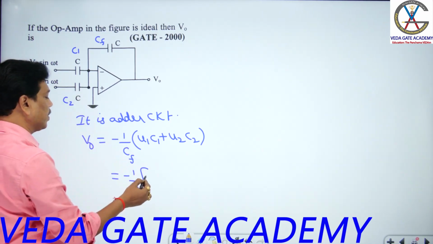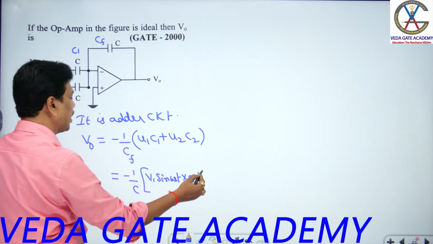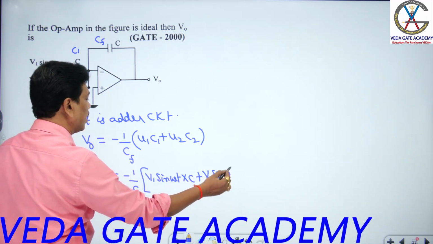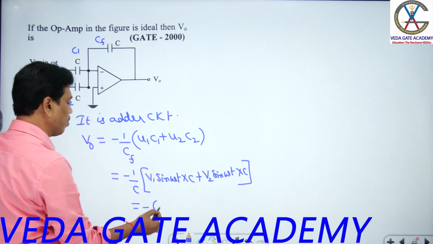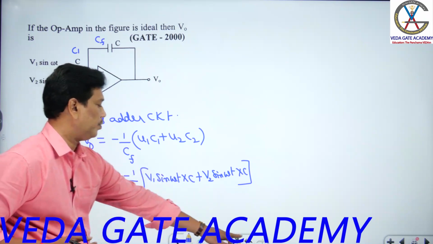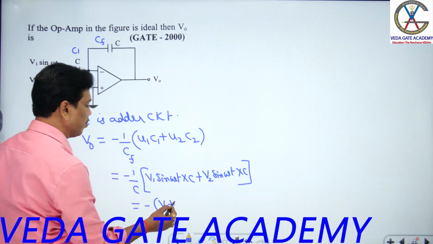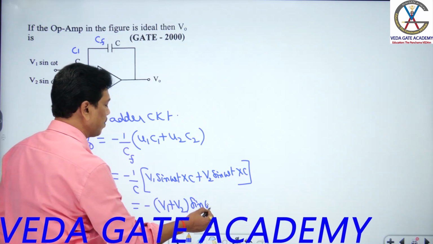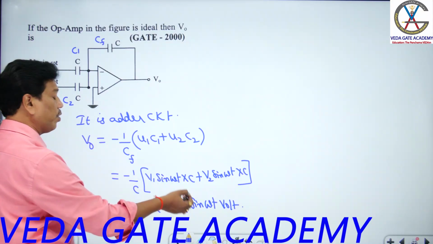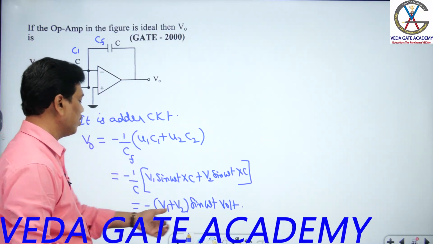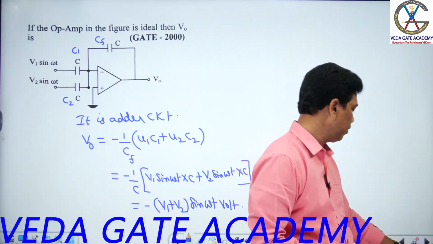U1 is the first input, sir: V1 sin omega t into the corresponding capacitor C. The second input is V2 sin omega t, with corresponding capacitance C. So take C common and cancel. You may get this value as minus of V1 plus V2, with sin omega t common. So the output is minus of (V1 plus V2) sin omega t volt. The option is this one, sir. Got it, students? Check out the next question now.